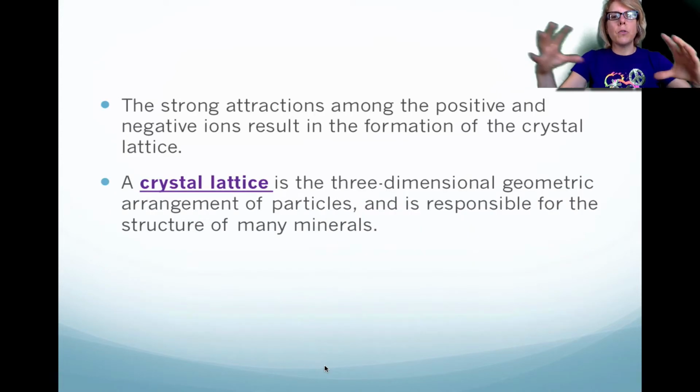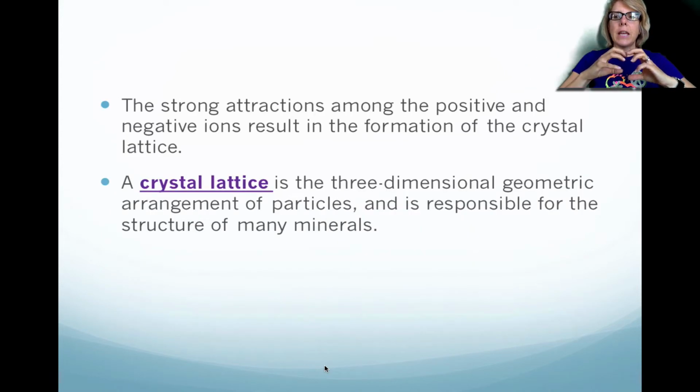Okay, so there's a strong attraction between the positive and negative ions. It's sort of like when you have the opposite poles of a magnet come together, and we have a nice crystal lattice. A crystal lattice is a geometric arrangement of the particles. And you may notice when you take geology that this actually helps to form certain structures within minerals.